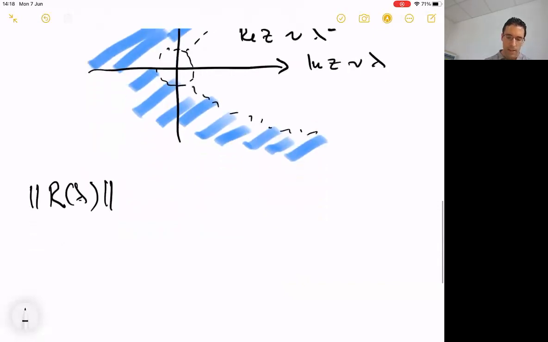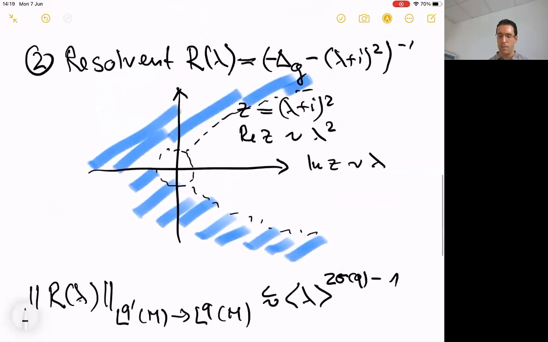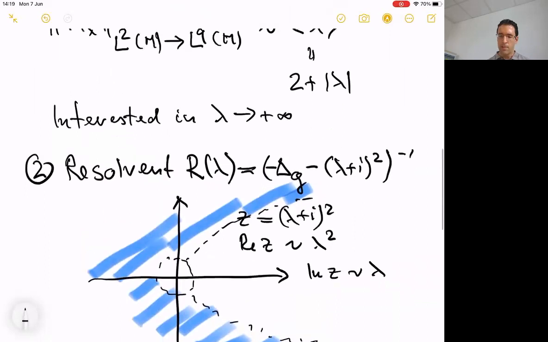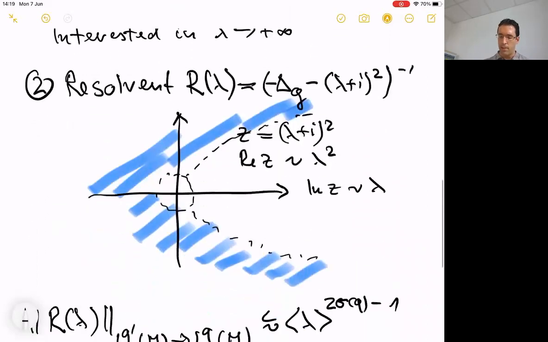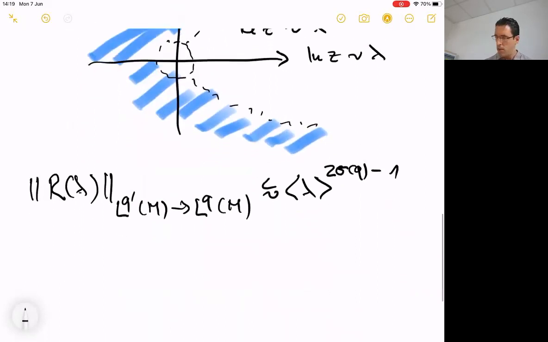Okay, and so the bounds I'm looking for, now these are L^q prime to L^q bounds. Okay, and they're going to be of the form lambda to twice this power sigma minus 1. So that's just a natural analog of this spectral cluster estimate. So if we have sigma here, we should have this exponent for the resolvent. And this is easy to understand. I'm going to explain this.